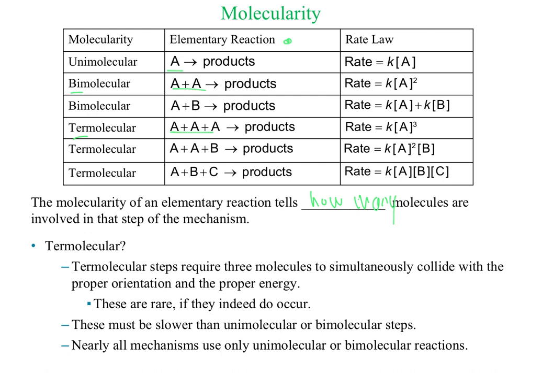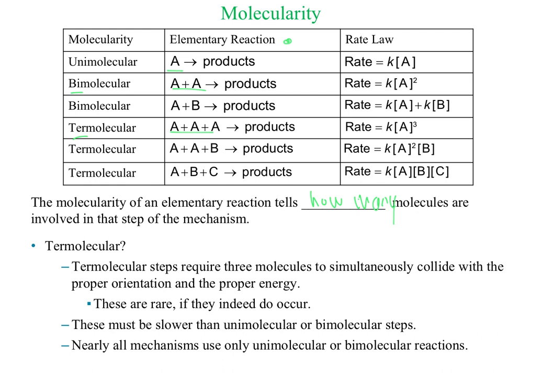Now you have to think about, with one molecule, that could be like a molecule breaking apart. That seems reasonable, that could happen. Bimolecular means 2 molecules have to come together in exactly the right orientation with enough energy for the reaction to happen. And that also seems reasonable. Termolecular, though, means that 3 molecules all have to collide exactly in the right orientation with the right amount of energy to go over the activation energy bump. So those are very unlikely.